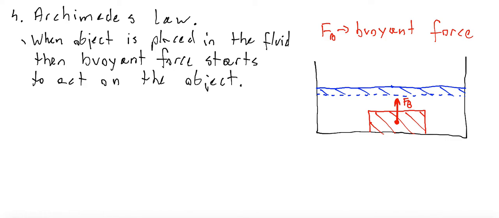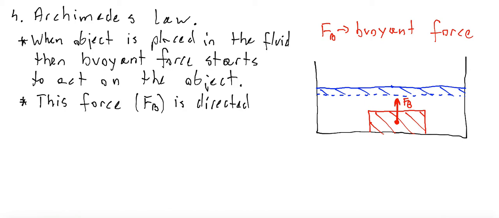Okay, is it clear? What is important? Important is the direction of this force. Okay, so this force is directed always vertically up. This force, I'm going to use the symbol FB, buoyancy, is directed up. Okay, this is second.